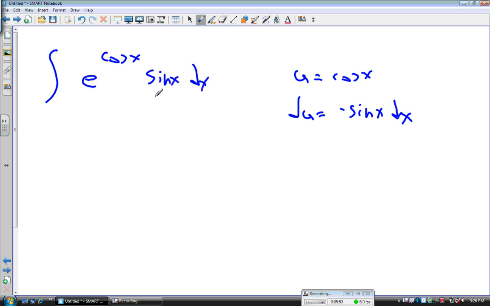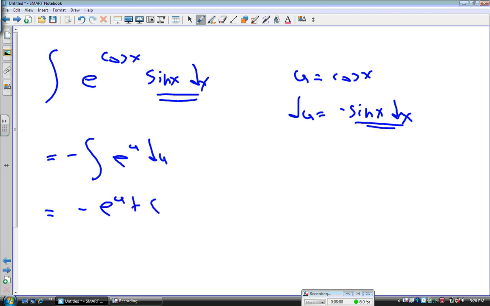All right, so I'm going to replace sine x dx with what? Negative du. Get rid of this negative. So it's negative the integral of e to the u du. So again, we get e to the u plus c. Don't forget there was a negative in front. And u is cosine, so negative e to the cosine x plus c is the answer. Okay.